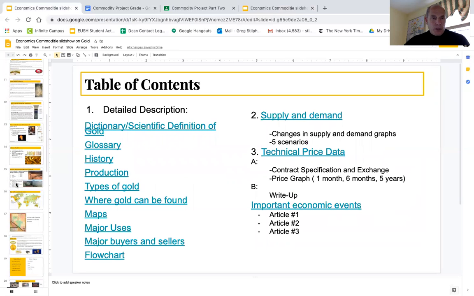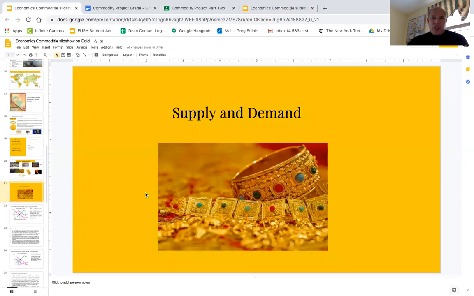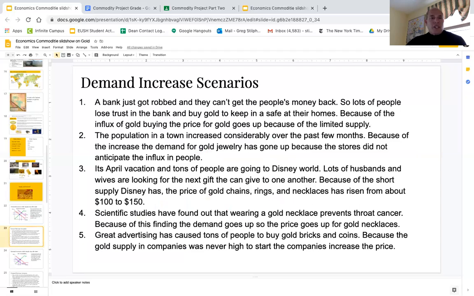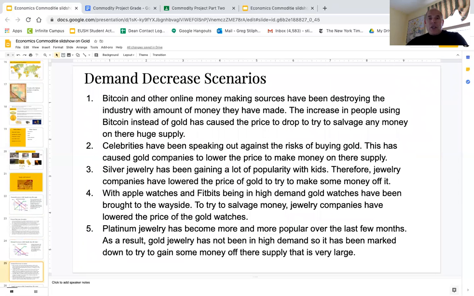So I posted you this one on gold, and it's right here. You see there's a separate supply and demand. There's a detailed description. Demand increases while supply stays the same. So you see a shifting of demand. And then there's five scenarios for how that happens. And then the same thing for when demand decreases, and 5 scenarios that would cause demand to fall. They don't have to be realistic, but you just have to demonstrate that yes, that would truly decrease demand.